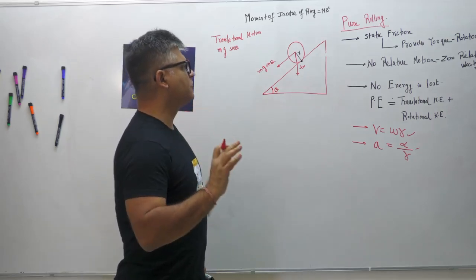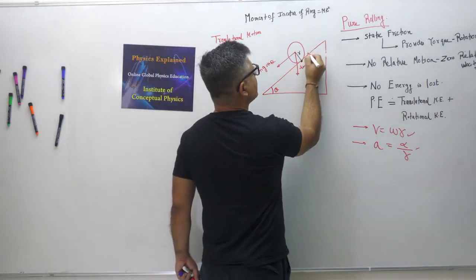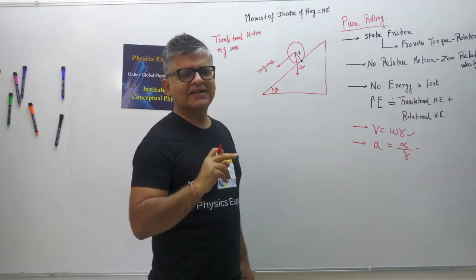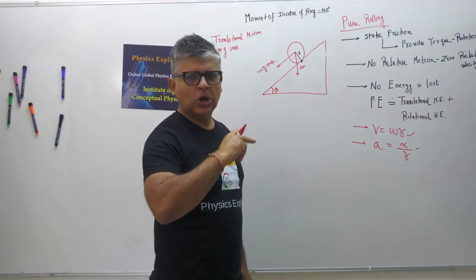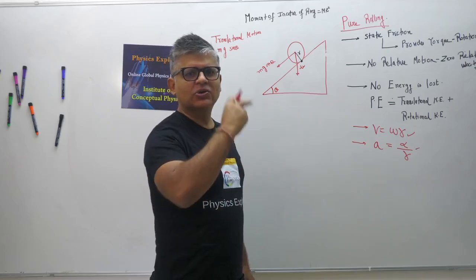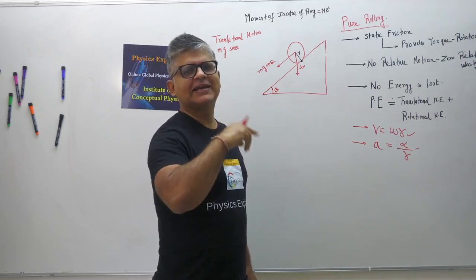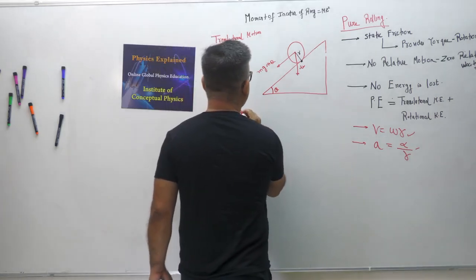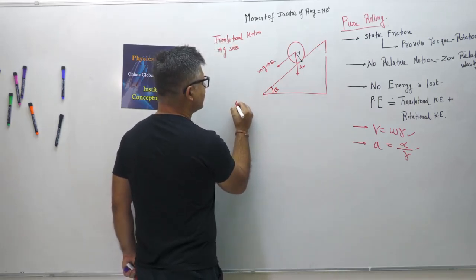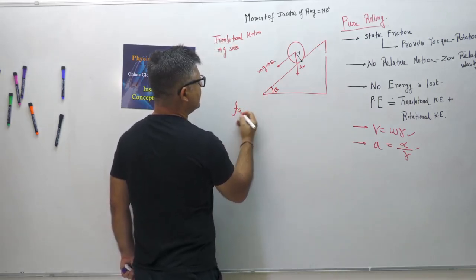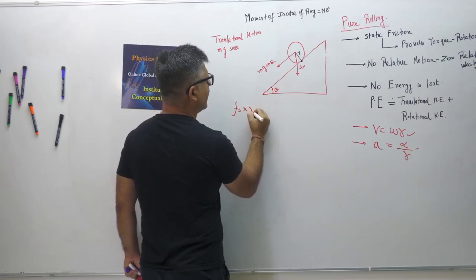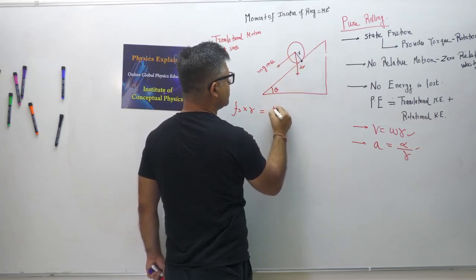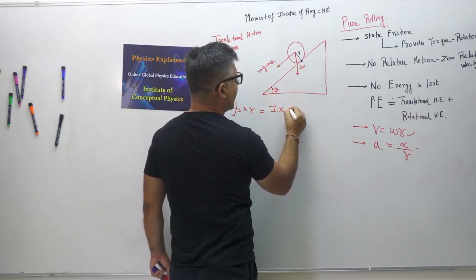Now let's think through. There is a static friction which is also working. What is the static friction doing? It provides the torque to make it rotate. A rolling body is rotating. Who provides it? Static friction. So now the torque is coming from the static friction, Fs multiplied by R, this distance, which is equal to I into alpha.